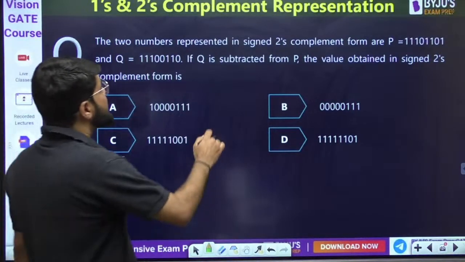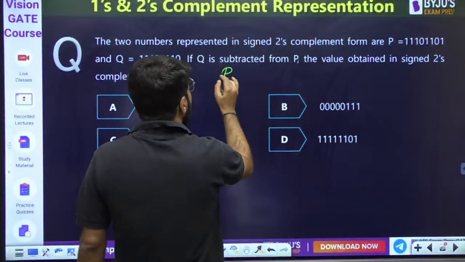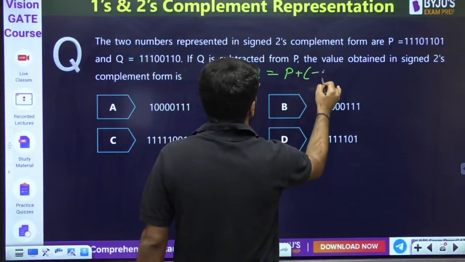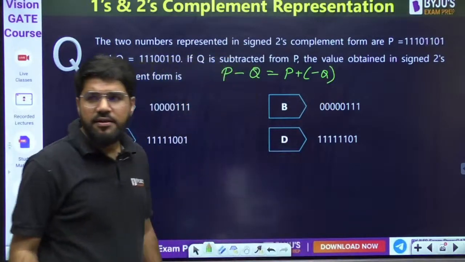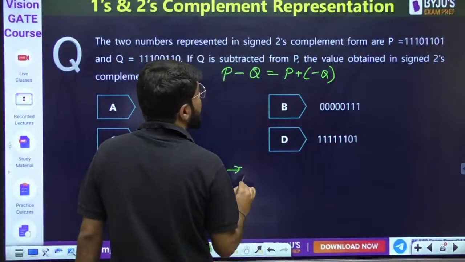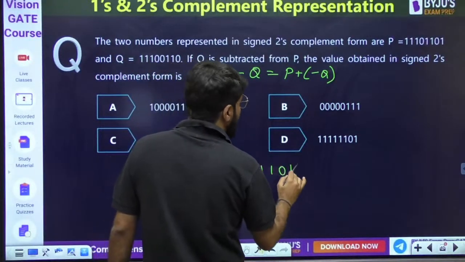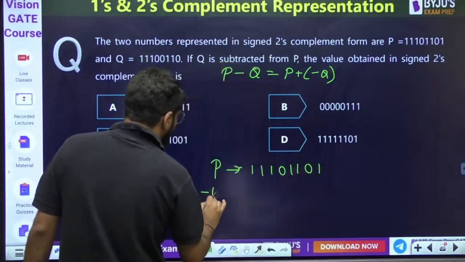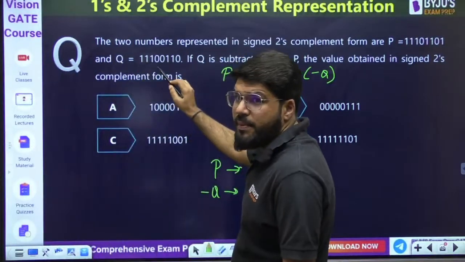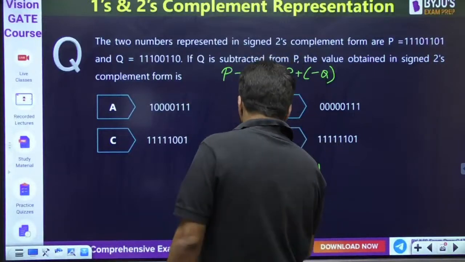Look, the question is asking you, directly binary forms are given. Q is subtracted from P, so P minus Q. So what should I do? I should straight away solve P plus minus Q. That's it. What is P plus minus Q? P is directly given to you: 1110101. I want to write minus Q. Dear, minus Q means take the 2's complement.